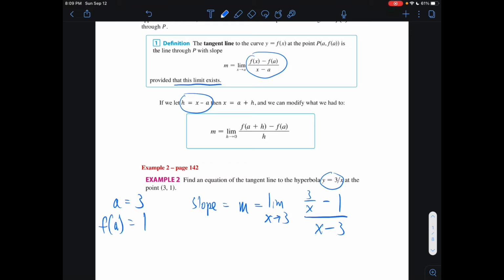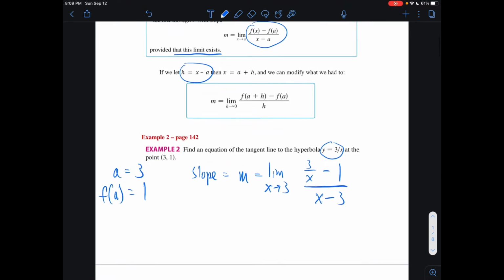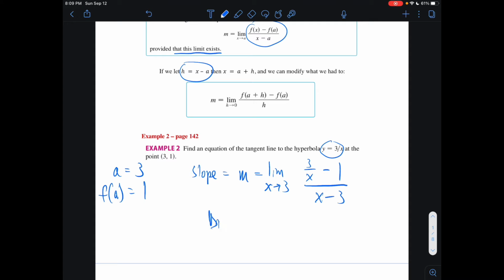But for now, let's just see if we can evaluate this limit. If I was to use direct substitution, like we've seen in other examples, that would mean that I would plug in 3 for x because I essentially have a rational function here.